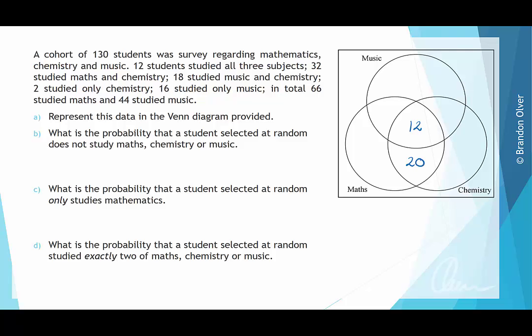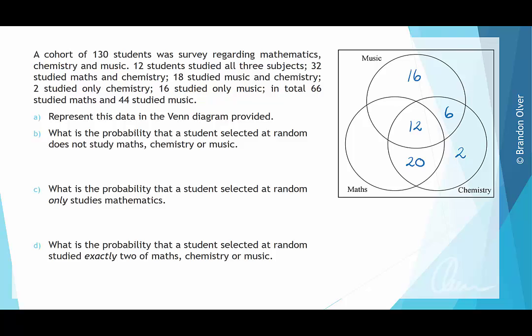Then we had 18 studied music and chemistry, so we have 12 already, which leaves 6 to go there. 2 studied only chemistry, so that goes in that part of the Venn diagram. 16 studied only music, so we have 16 there.